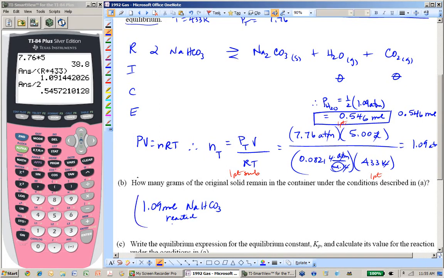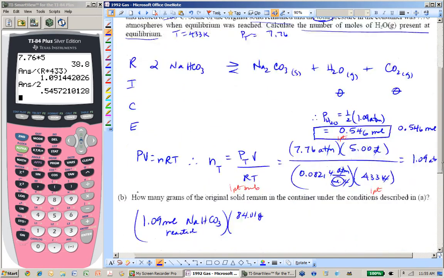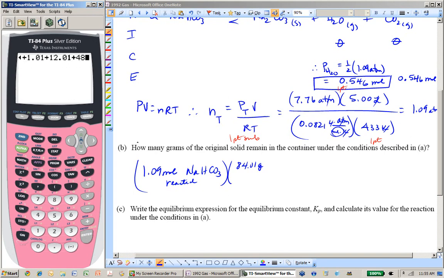Times the fact that there's 84.01 grams. Did they tell me that? I figured that out. You're going to have to get that molar mass. So get that molar mass. That would be 22.98 for the sodium, plus 1.01 for the hydrogen, plus 12.01 for the carbon, plus 3 times oxygen is 48, because there's 16 apiece. Delete the paren. Enter. 84. I got 84.01, but close enough.